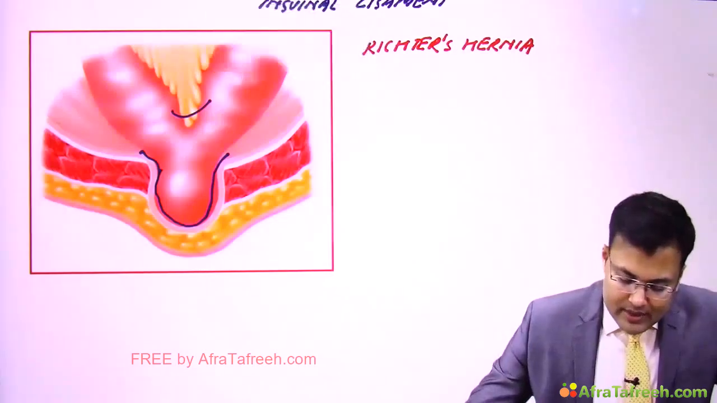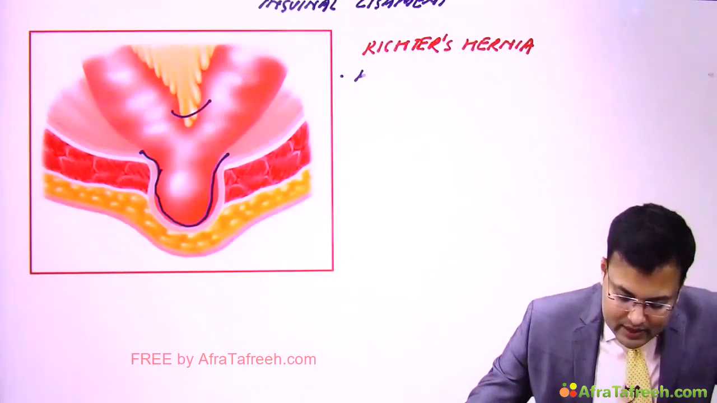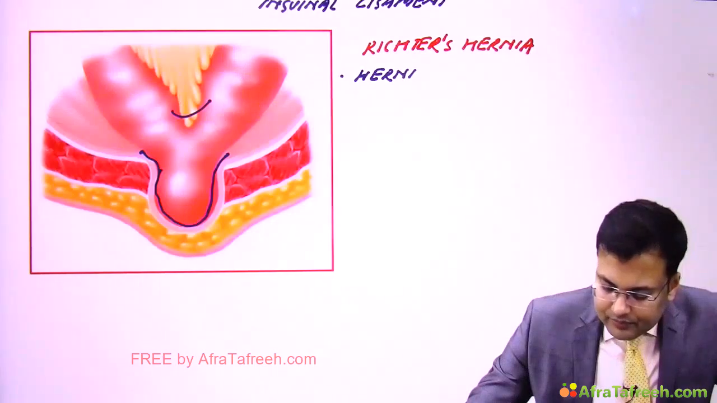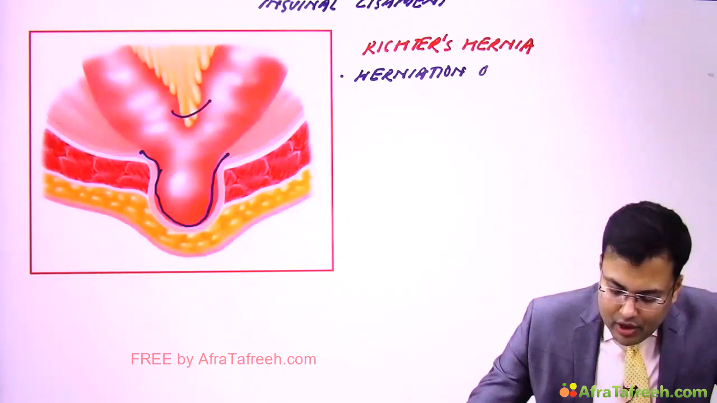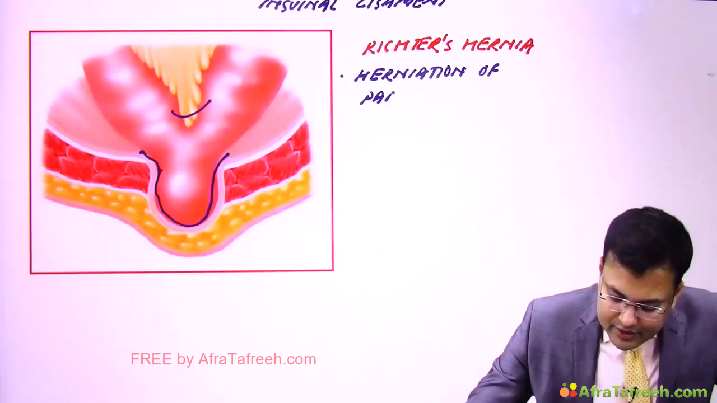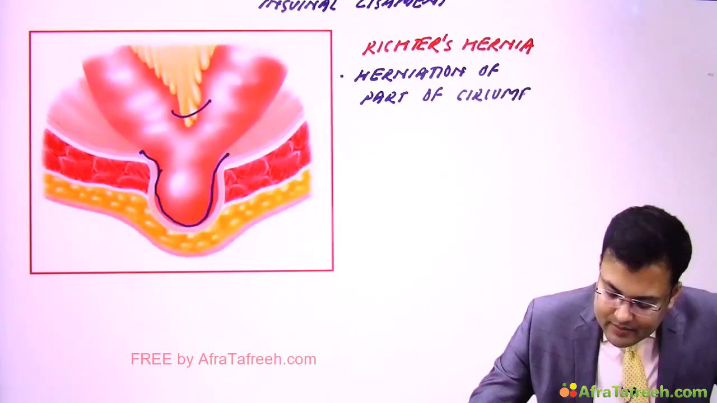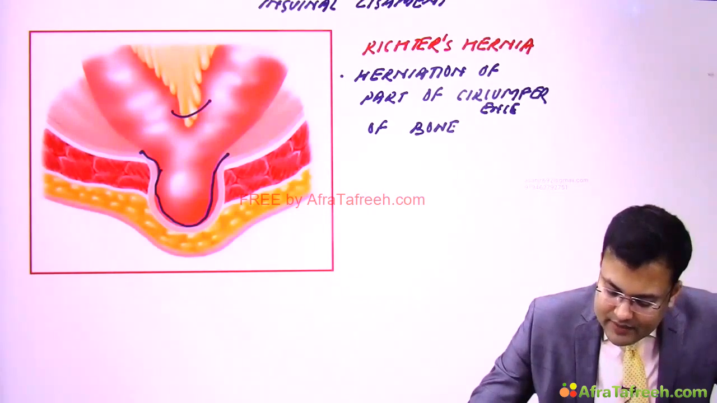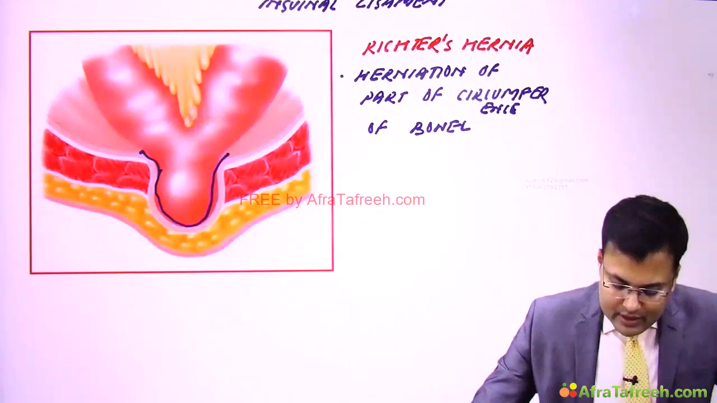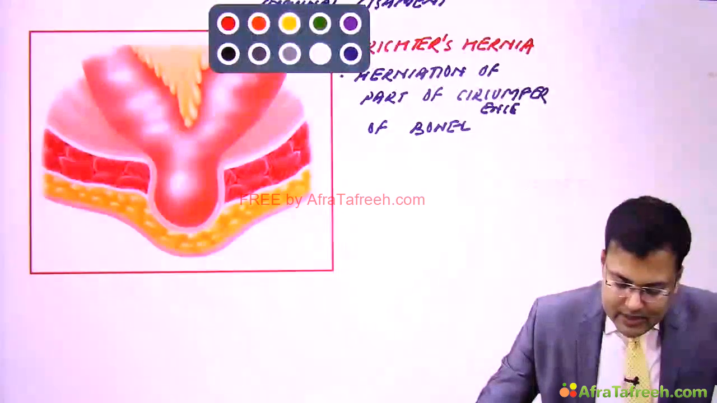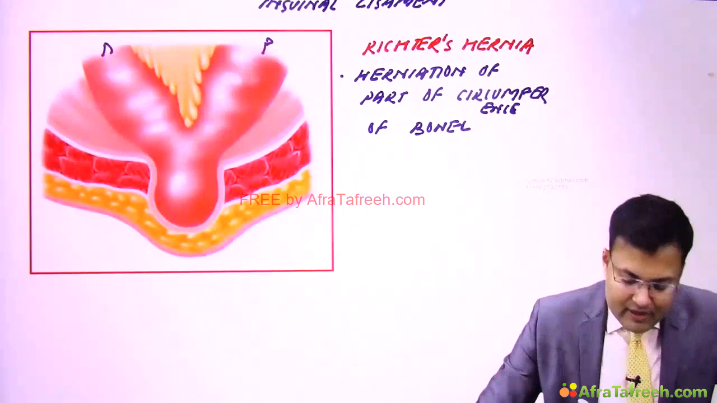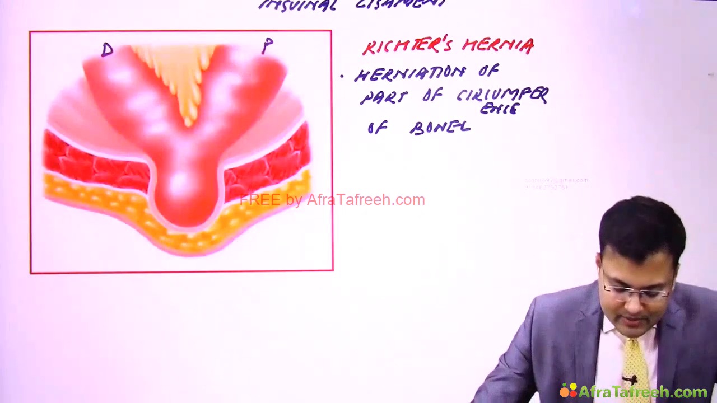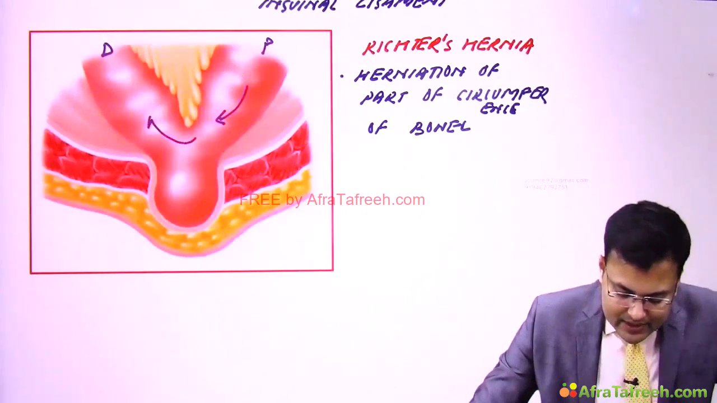So see what's the problem here? In this case there is herniation of part of circumference of bowel. So sac contains only part of circumference of bowel. Now see, suppose this is the proximal part of bowel and this is the distal part of bowel, right? And what is the direction of peristalsis? This is the direction of peristalsis.